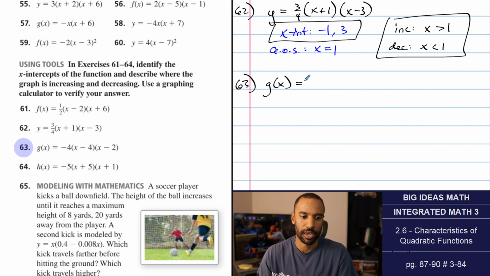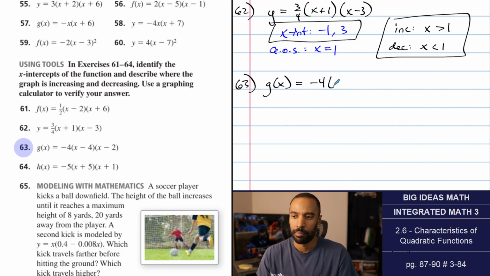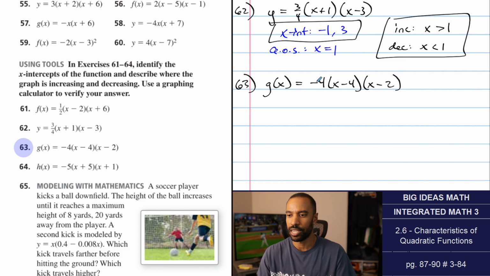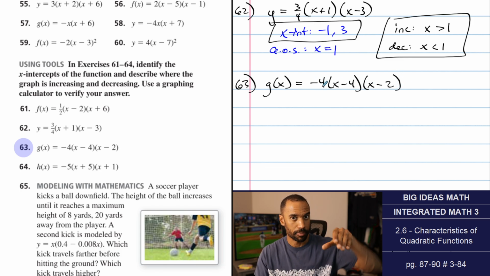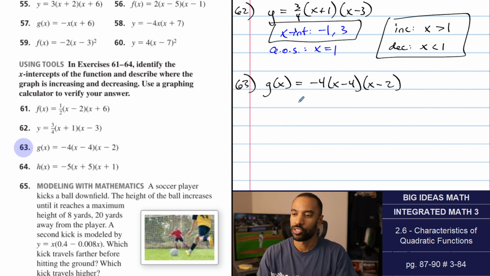All right, number 63. And by the way, these are all intercept form. Being factored, we can find those intercepts whip fast. So g of x here, this is negative. Remember that. It's upside down facing. But your x-intercepts are at 4 and 2. Halfway between 4 and 2 is 3. So your axis of symmetry is at x equals 3.